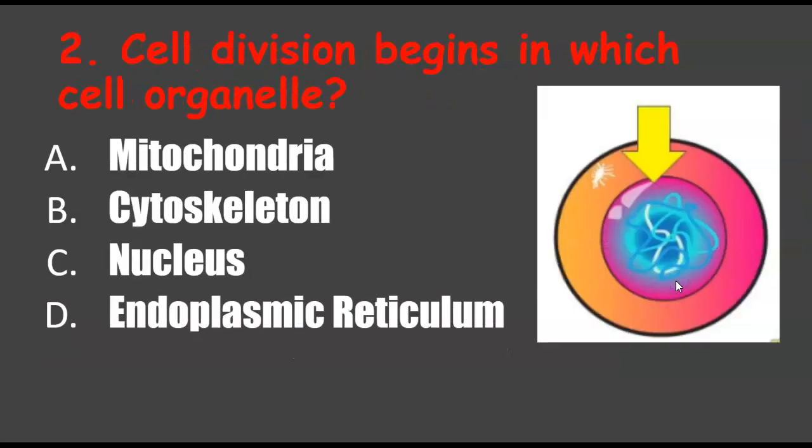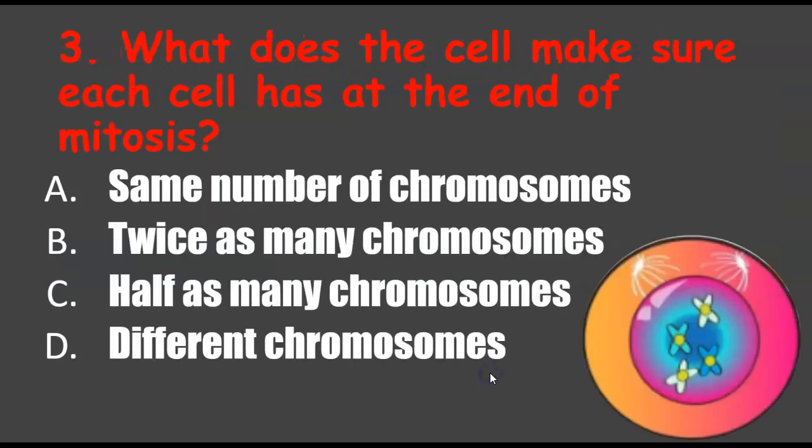All right, the cell division begins with inside which cell organelle? What we learned last time. Is it the mitochondria, the cytoskeleton, or cytoplasm? Depending on what you look at, the nucleus or the endoplasmic reticulum. So it's pointing to the nucleus. That is what it is. Where everything starts, where the DNA is. That's where you're going to find the chromosomes.